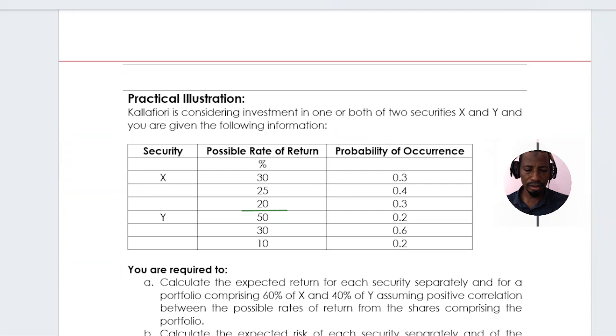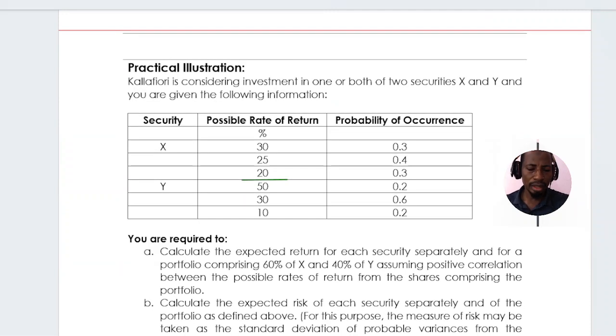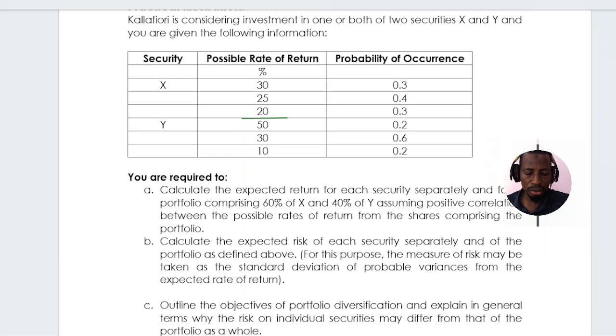So I will repeat again. Calafiori is considering investment in one or both of the two securities X and Y, and you are given the following information: information on securities X and Y, possible rate of return in percentage, and probability of occurrence. You are required to A, calculate the expected return for each security separately and for a portfolio comprising 60% of X and 40% of Y, assuming positive correlation between the possible rates of return from the shares comprising the portfolio.